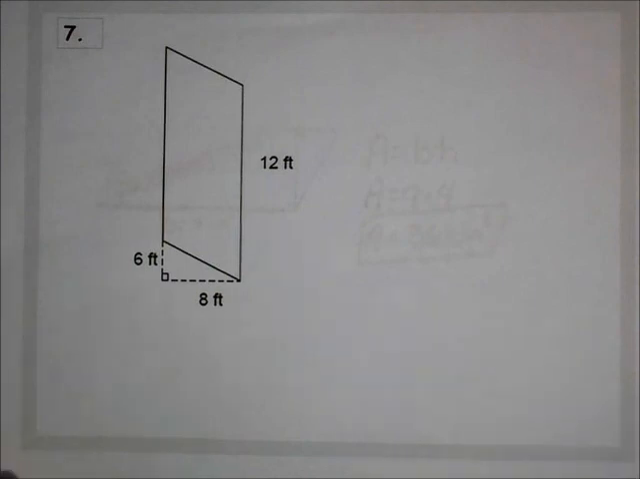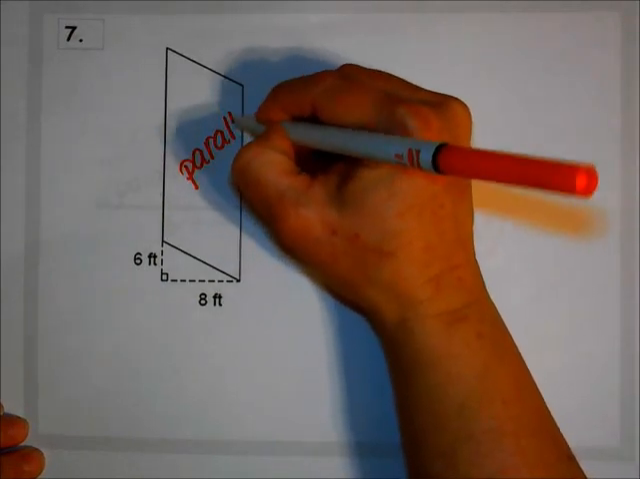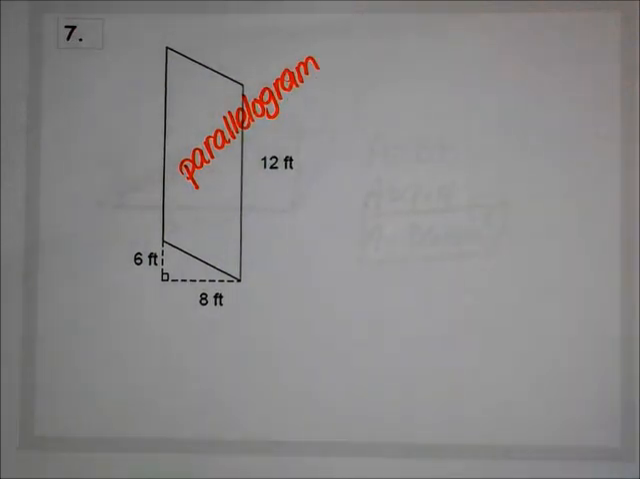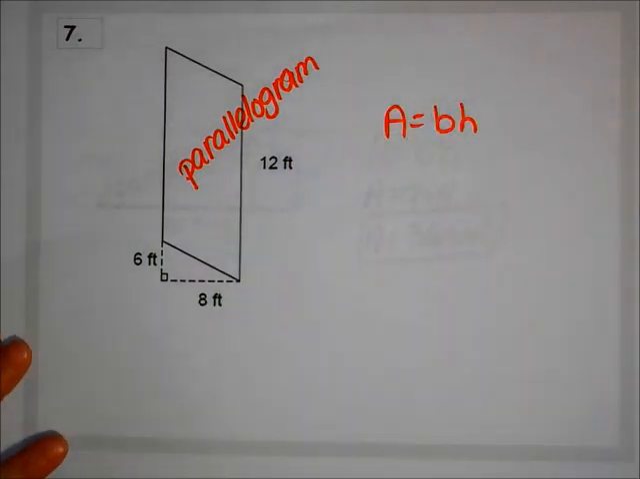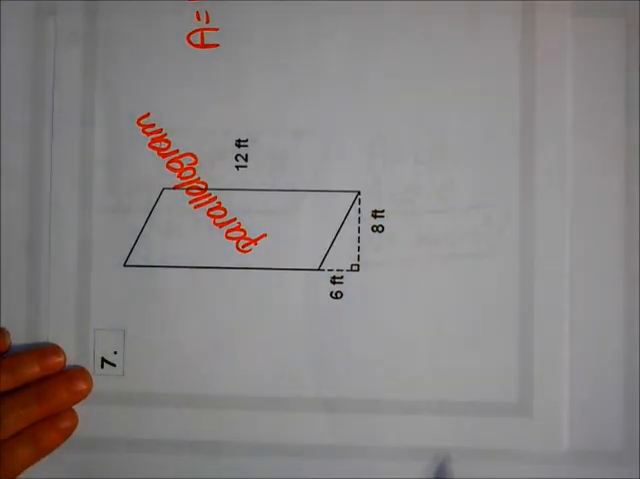Let's look at question number 7. If you would sketch number 7 in your journal, please. Now, the first thing I need to determine is what shape it is. It is a parallelogram. So my formula for area of a parallelogram is base times height. So the first thing I have to do is find the base and height. Notice that my parallelogram is turned, but I can rotate it in order to find the base and the height.